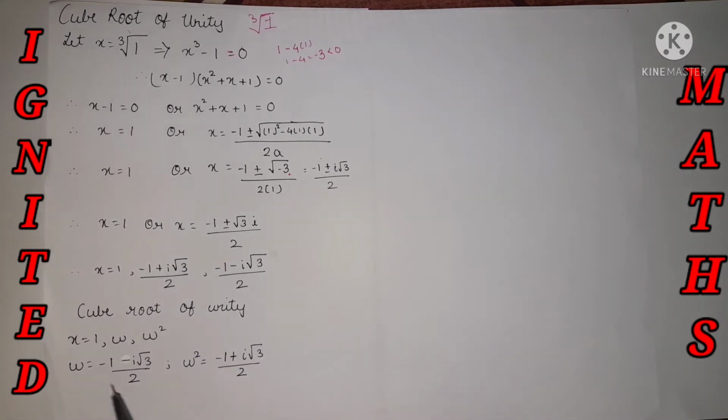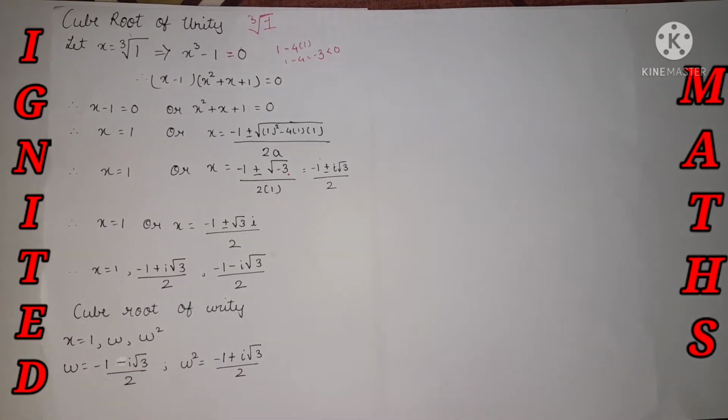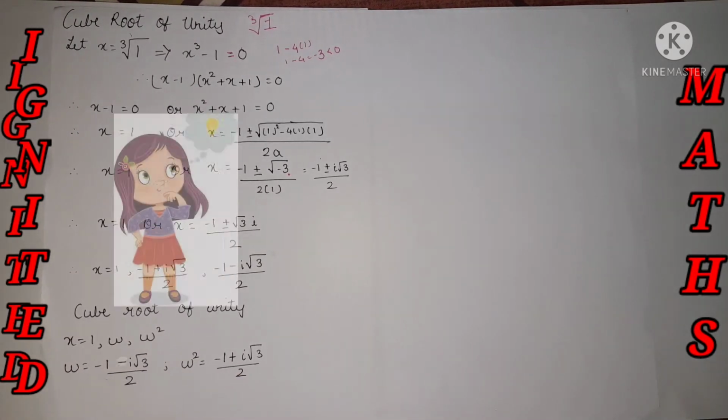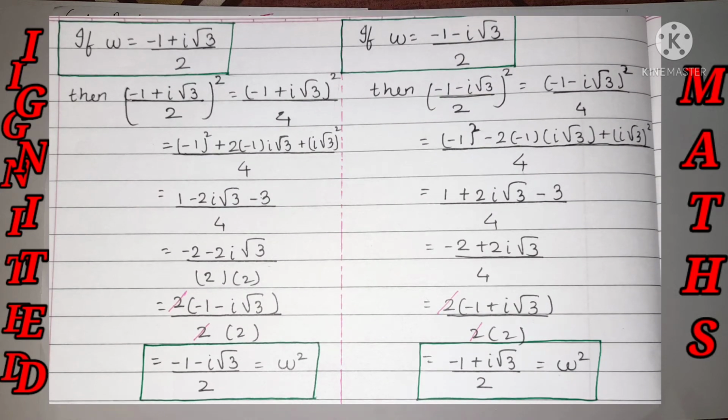Yes, if I square this omega, I get the answer 1 of the cube root of unity. Yes, the question will occur: is there any rule that omega should be the first value, the negative value, or the positive value? No, it's absolutely not. We can take the omega as the first or second, positive or negative, it's up to us.